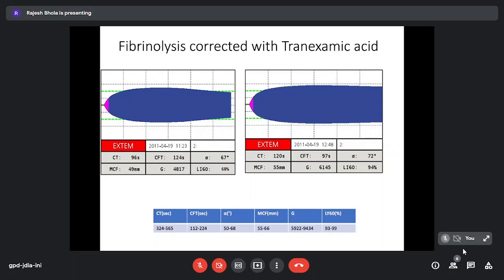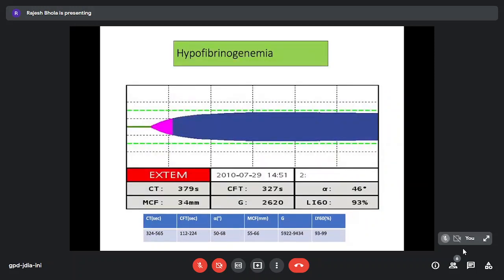So you can see the fibrinolysis is corrected by addition of tranexamic acid. So the lysis index has been increased, or maximum lysis has been reduced. This is a case where the fibrinogen has been reduced. So that's the reason the CFT is prolonged and alpha angle is reduced.